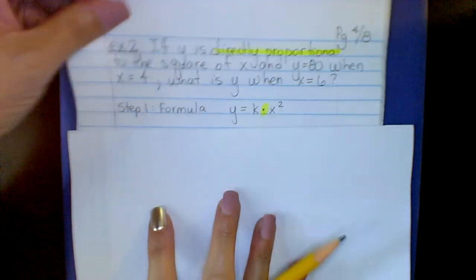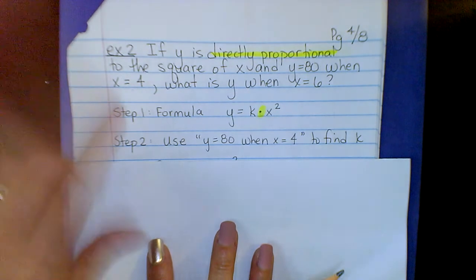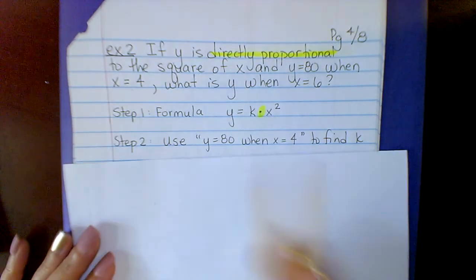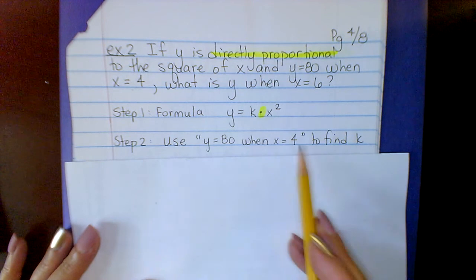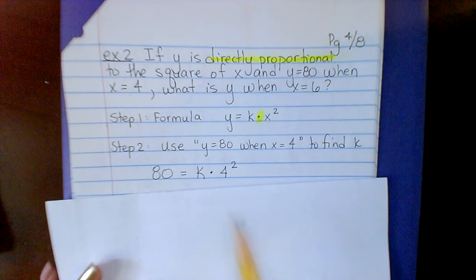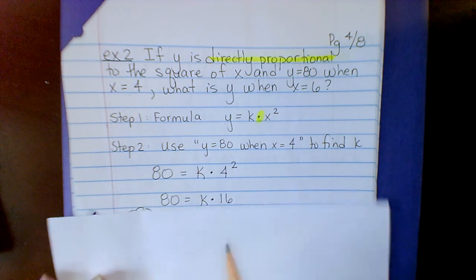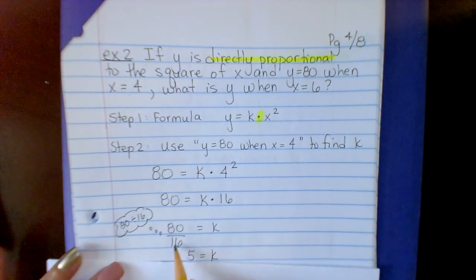All right, so there's my first step. Second step, I'm going to use the first part, the y equals 80 when x equals 4. I'm going to plug in 80 for y, 4 for x. Don't forget to square that 4. That is a very common mistake. 4 squared is 16. You're going to divide both sides by 16.